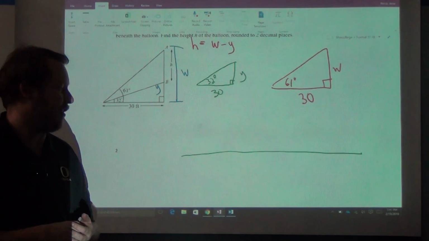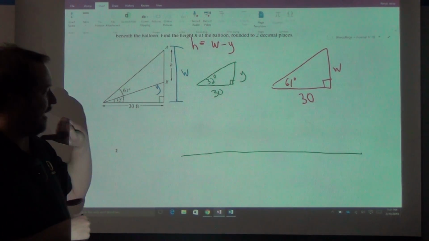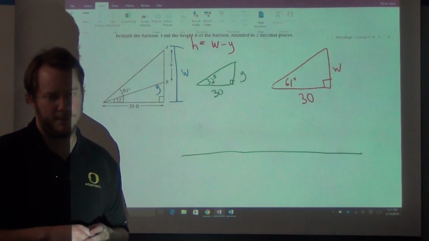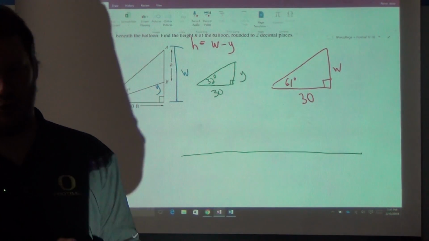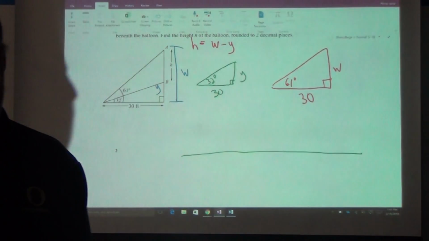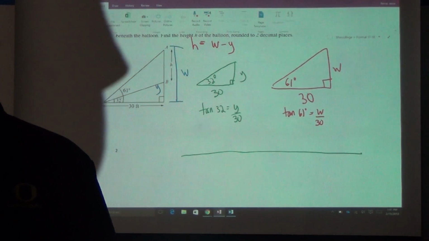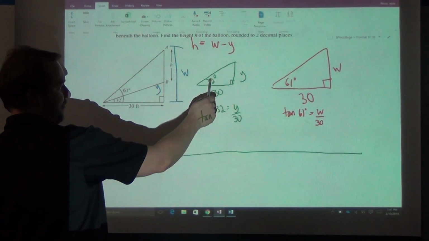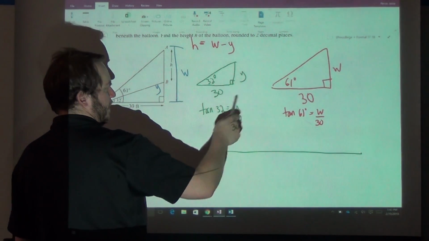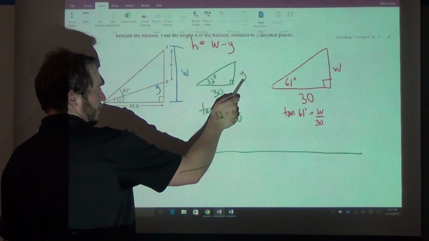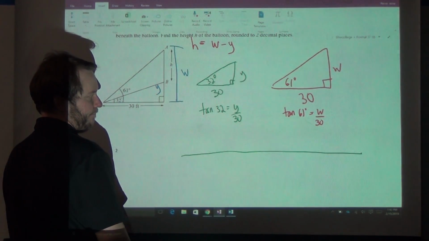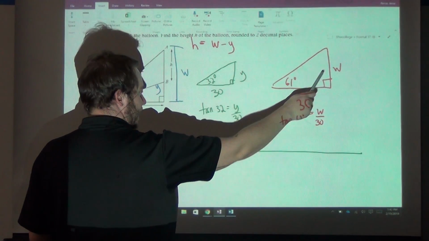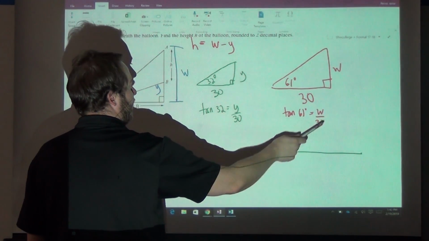Now we're going to try to go with the next step of this problem, which is to identify the correct trig function to set up each of these scenarios. Pause in 3, 2, 1, and unpause. Hopefully you got that the tangent of 32 degrees is Y, the opposite, over A, the adjacent. Similarly, from 61's perspective, this is the opposite and this is the adjacent. It's going to be W over 30.